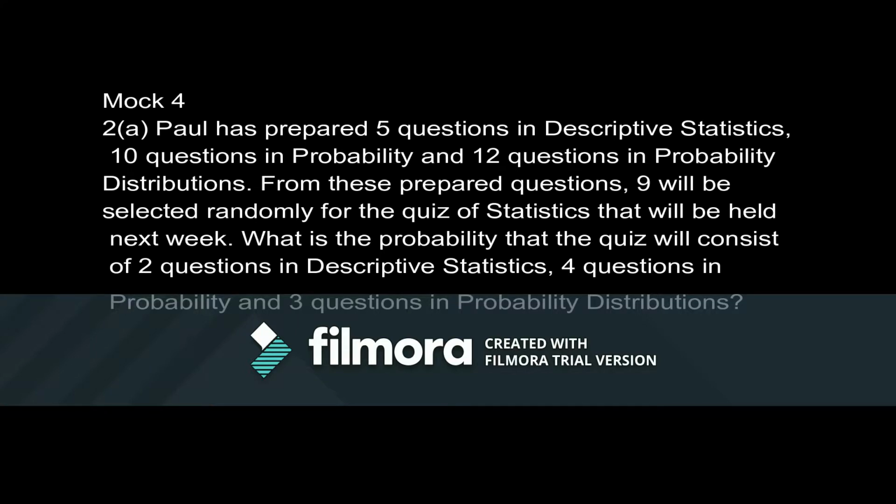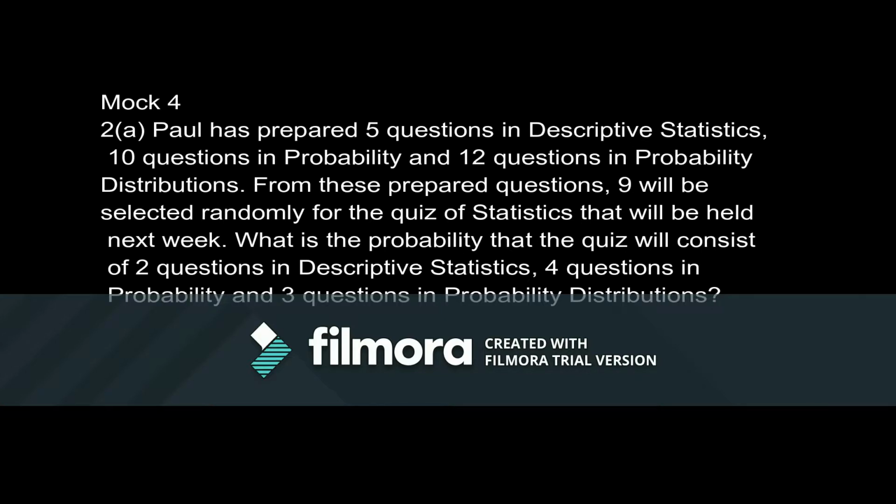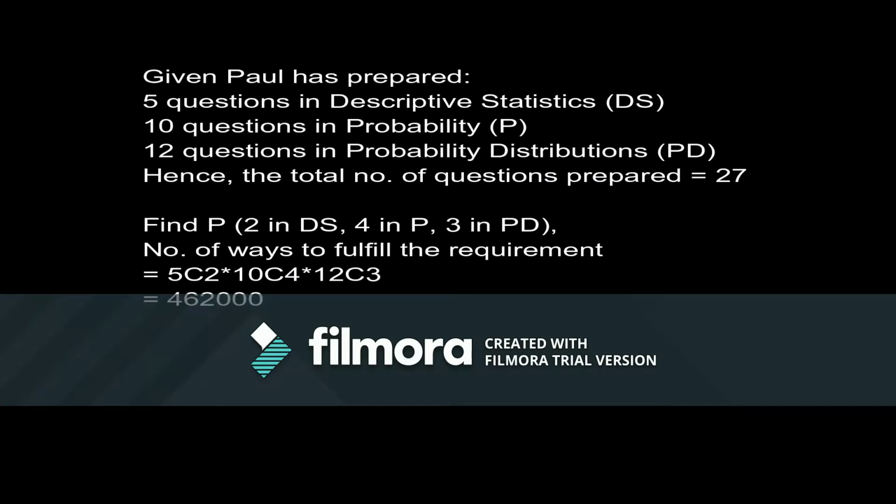So let me talk about the two questions in Mock 4. For question 2a, Paul has prepared 5 questions in descriptive statistics, 10 questions in probability, and 12 questions in probability distributions. From these prepared questions, 9 will be selected randomly for the quiz of statistics that will be held next week. So we need to calculate the probability that the quiz will consist of 2 questions in descriptive statistics, 4 questions in probability, and 3 questions in probability distributions.